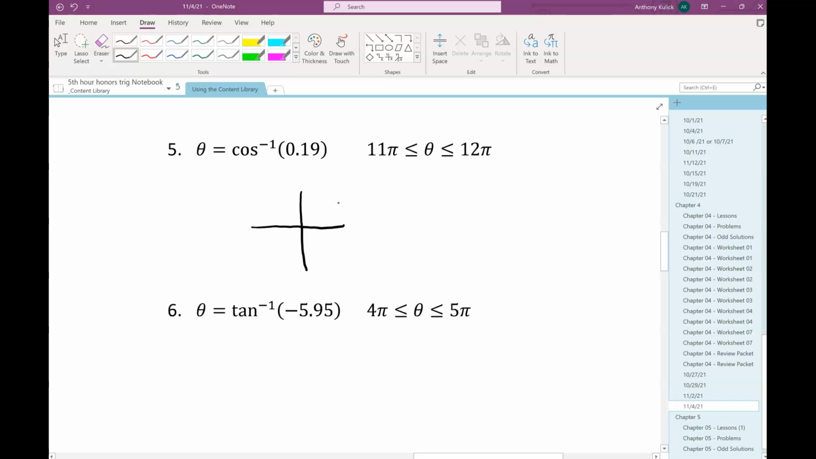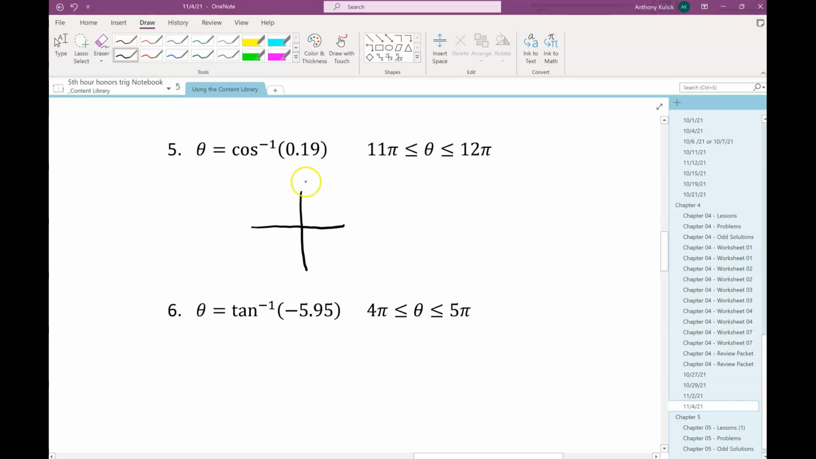All right, so we'll start by drawing ourselves a picture. So 11 pi to 12 pi is a whole lot of stuff. I'm going to really only write down the stuff I need to so that it doesn't get overwhelming. But I notice theta is positive, so I know I'm going to be going counterclockwise around.